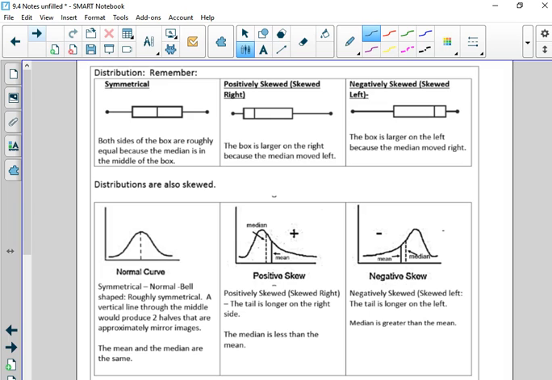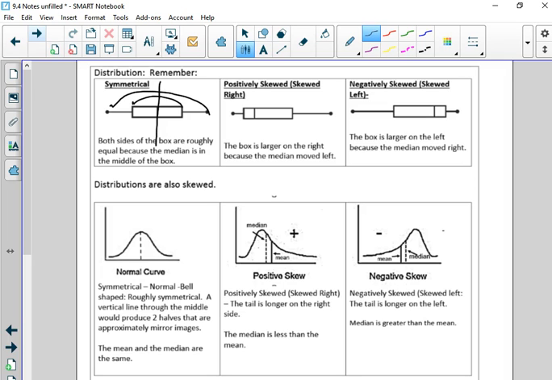So, here are the same concepts with different graphs. So this is a box and whisker plot that is symmetrical. We talked about this the day we did this. You could fold it over that line, and this dot would end up on this dot. This line would match up with that line. Okay? That is evenly distributed. The median is the middle of the line and the middle of the box.